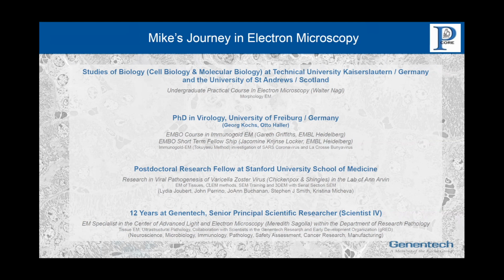Then I was awarded an EMBO short-term fellowship that allowed me to full-time, for 3 months nonstop, learn Immunogold electron microscopy for the study of virus replication complexes. At the time, we studied the first SARS coronavirus and La Crosse bunyavirus, both human pathogenic viruses. With this background in Immunogold EM, I applied to several universities in the United States, and I noticed it was definitely a door opener to have a background in Immunogold EM.